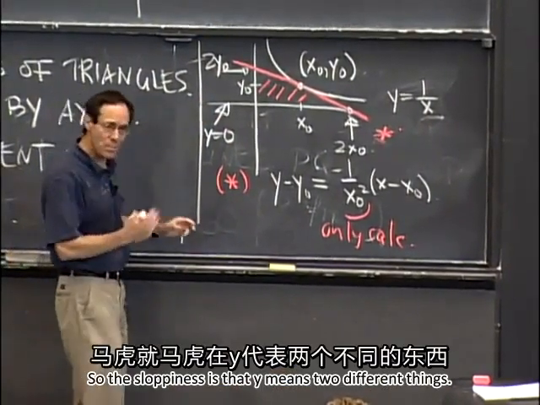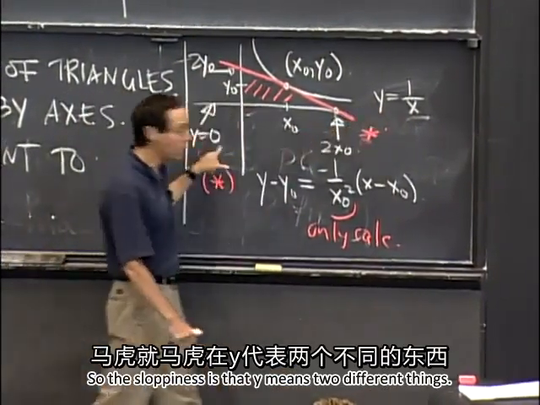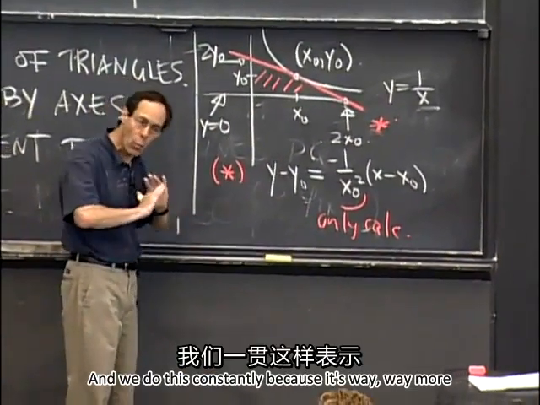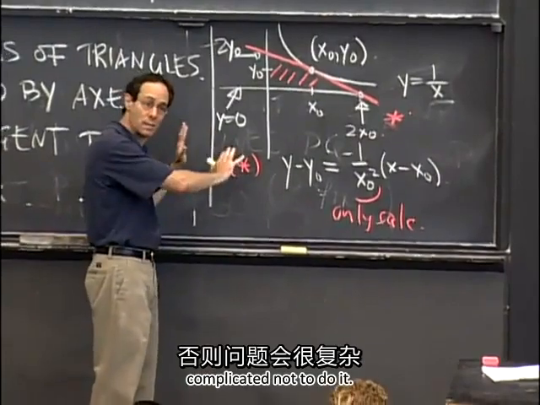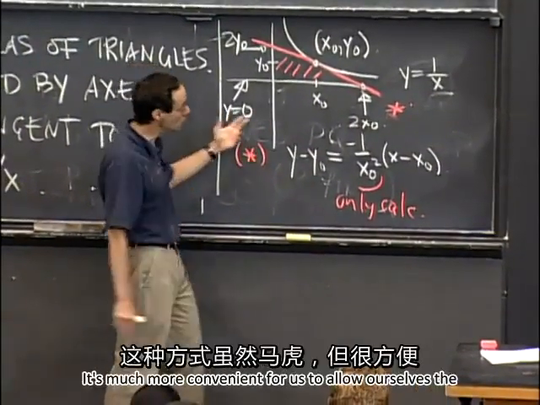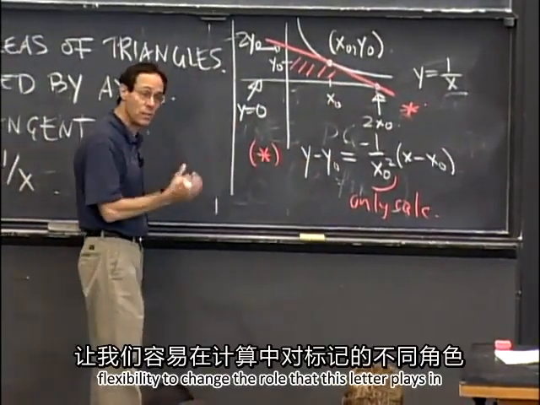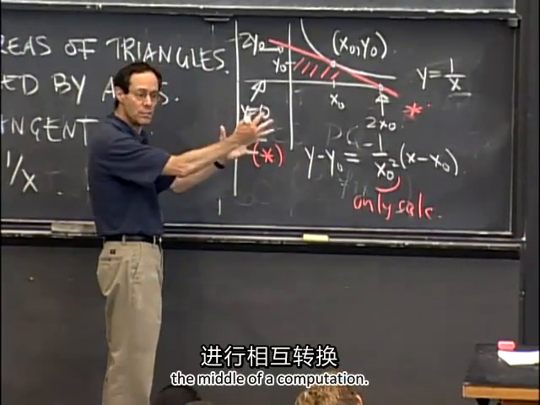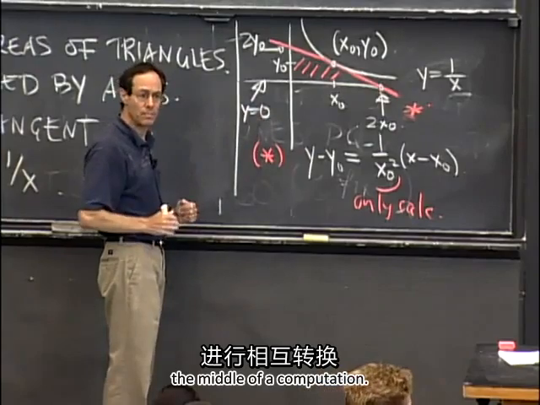So the sloppiness is that y means 2 different things. And we do this constantly because it's way, way more complicated not to do it. It's much more convenient for us to allow ourselves the flexibility to change the role that this letter plays in the middle of the computation.